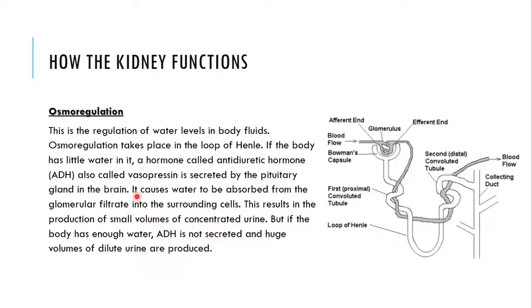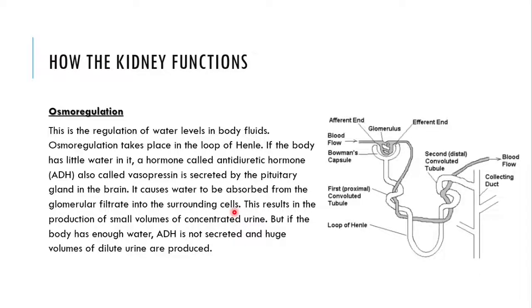To stimulate simply means to cause something to happen. So when the water levels are low in the body, there will be a hormone that is going to be secreted, known as the antidiuretic hormone, ADH, also called vasopressin. This hormone is secreted or released by the pituitary gland, which is located in the brain. So this hormone will cause water to be absorbed from the glomerular filtrate into the surrounding cells. It will cause your body to absorb the water from the glomerular filtrate.